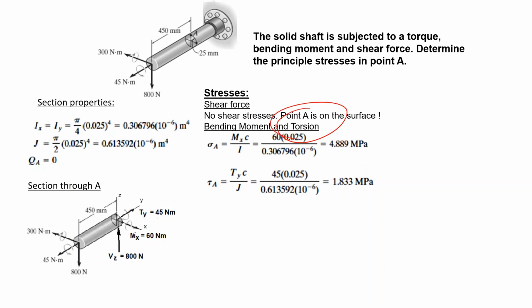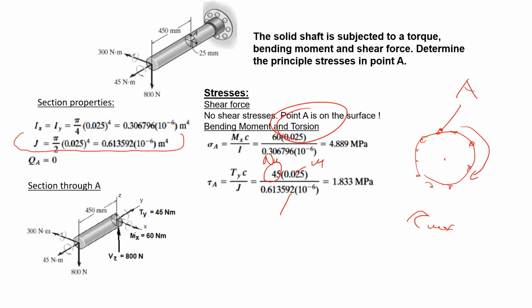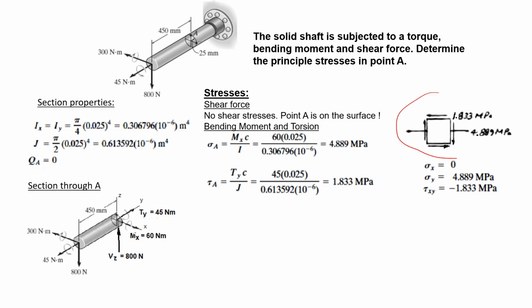We have torsion. We all know that when torsion is applied, all surface points will have the maximum tau value, like my point A. You do the calculation by taking the torque in newton meters, in meters, and J, which is the polar moment of inertia in meters to the 4, and the tau value at point A is 1.833 megapascals.